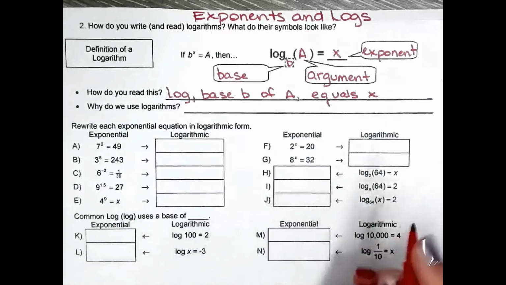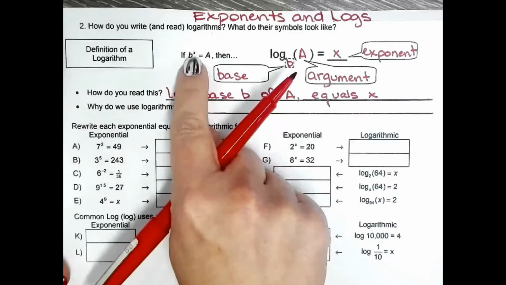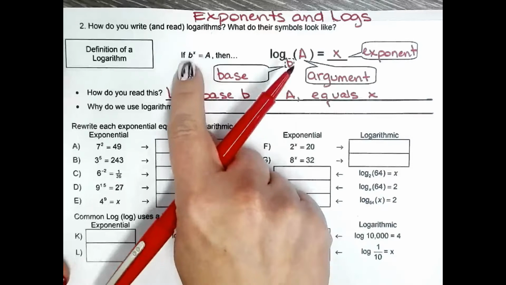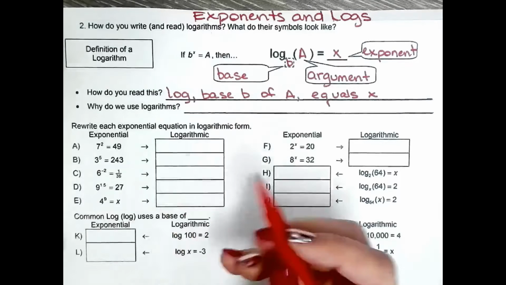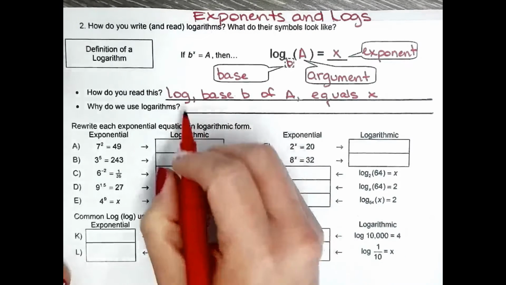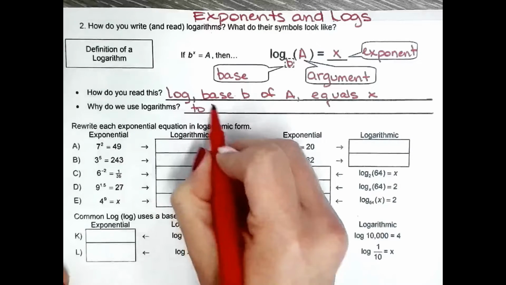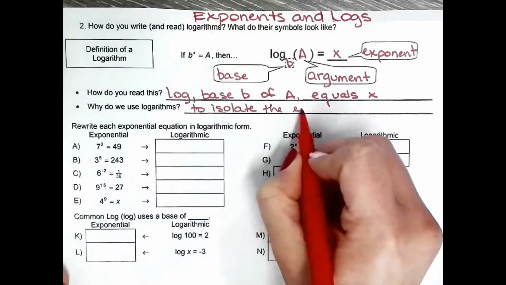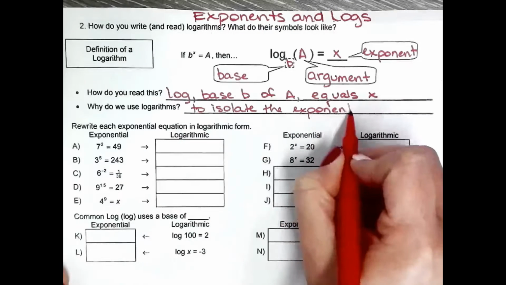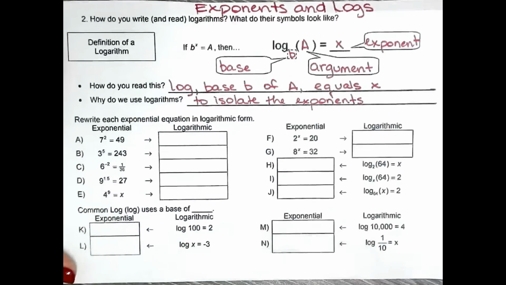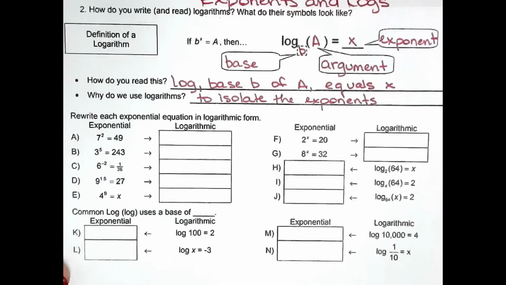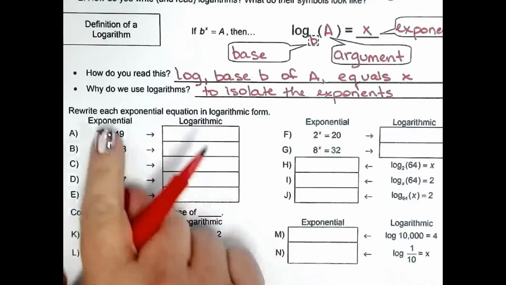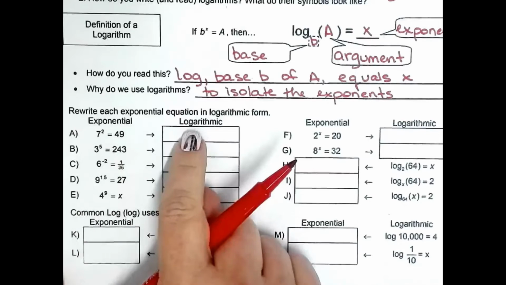All right. Why do we do this? Well, to isolate x. So we will solve equations right here where the unknown is in the exponent, and then you're going to have to use logs to do that. So to isolate the exponent. Okay, so right here, we're going to rewrite from the exponential to the logarithmic.